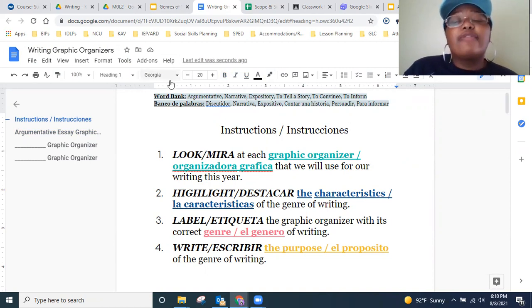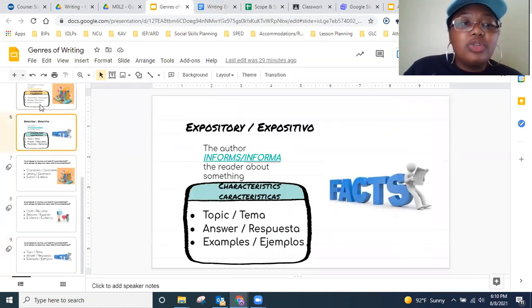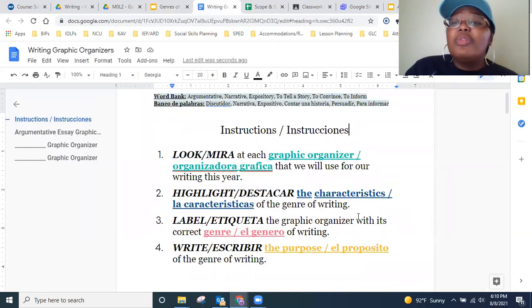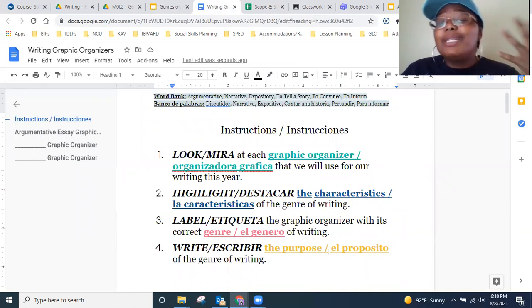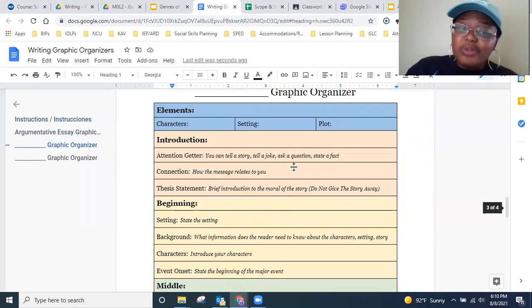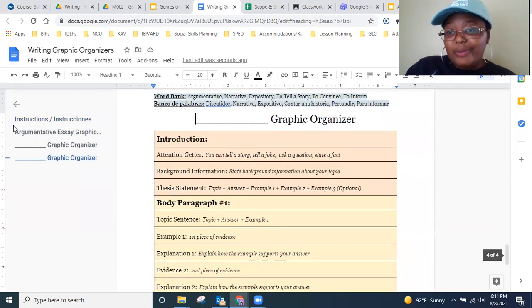If you need to refer back to our notes or our lesson that we had to know the different characteristics of each one, in Google Classroom, you have access to these slides under this assignment. So go to the slides if you need that additional help to know the different characteristics of each graphic organizer. You have about 10 minutes to finish this assignment. So go ahead and do that and label the second graphic organizer and the third one.